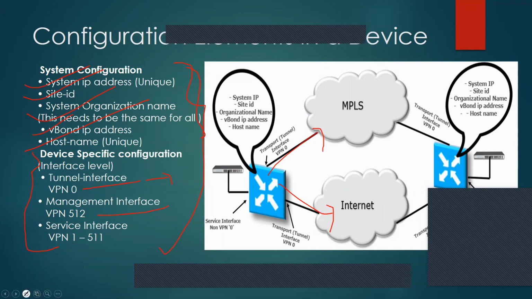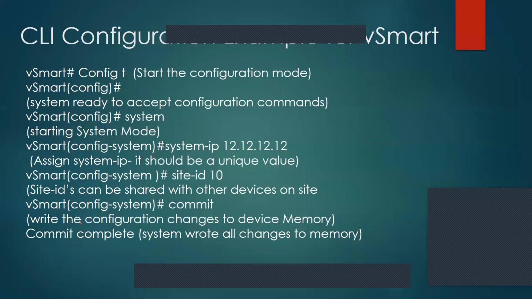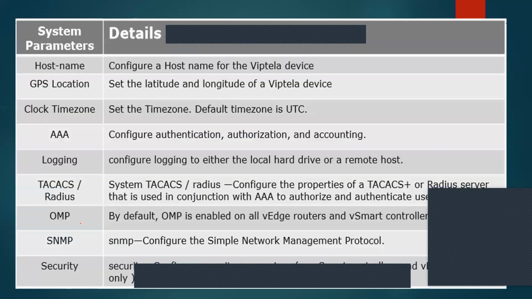Clear all my drawings. Let's move to next slide. This is just the configuration we have done earlier in the lab when we try to bring up our fabric. Here you can see that this is not very different than Cisco devices. In Cisco devices also we are doing the host configuration, the clock and time zone, AAA configuration, logging configuration, RADIUS, TACACS configuration. Only new thing here you have is about OMP.